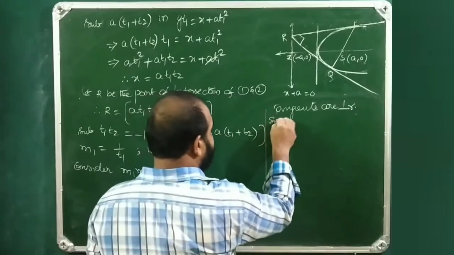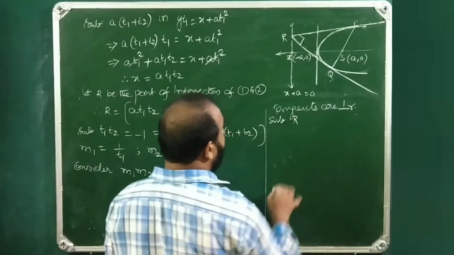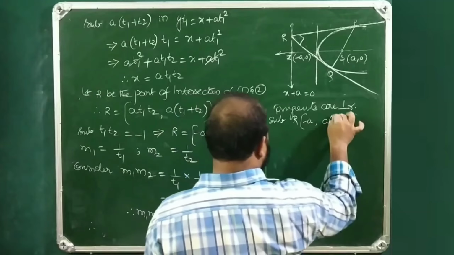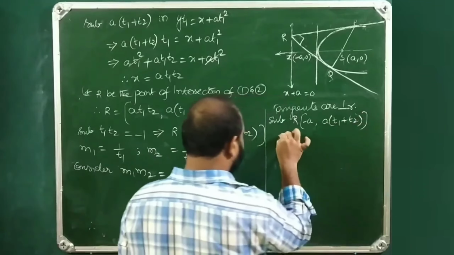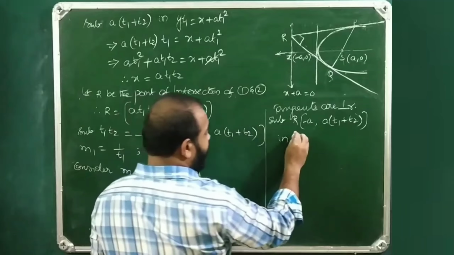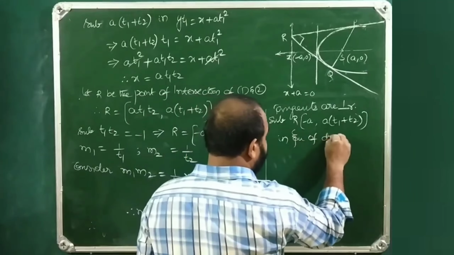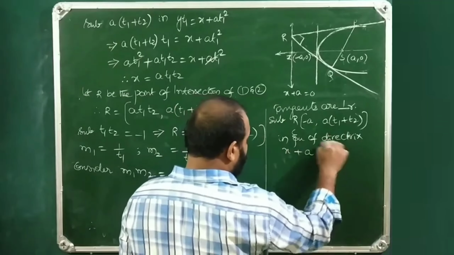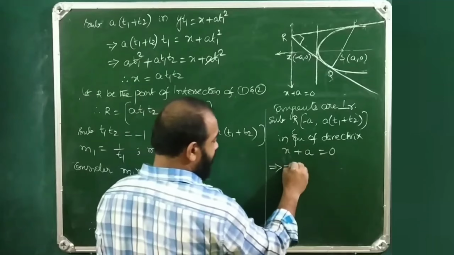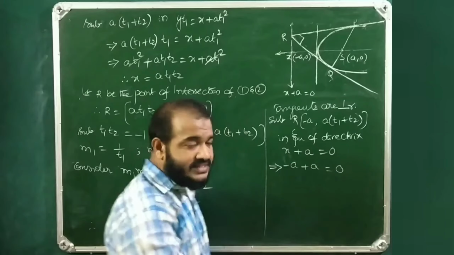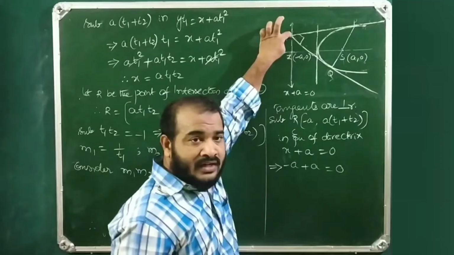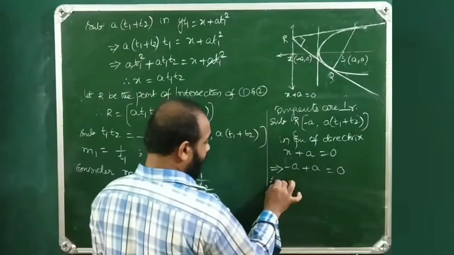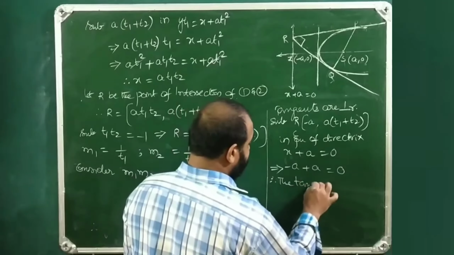Now substituting R, which is (minus a, a(t1 + t2)), in the equation of the directrix x plus a equals 0, we get minus a plus a, which equals 0. That means this point of intersection R lies on the directrix.